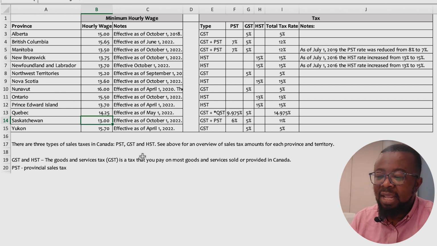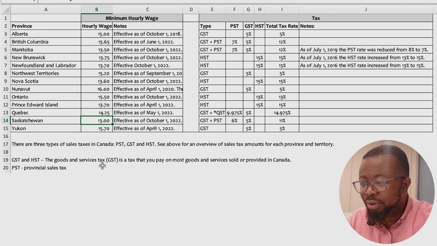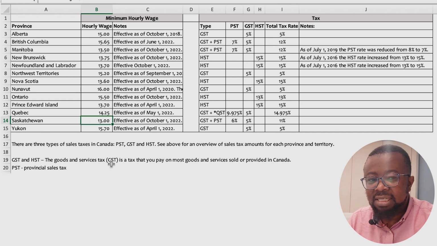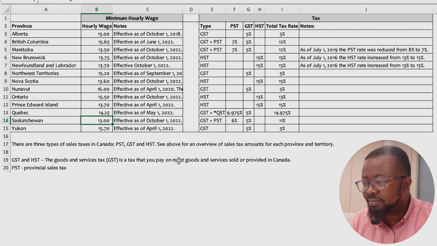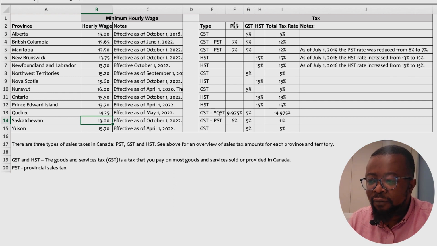In Canada, there are three different taxes that you are going to experience. The first one is GST and HST. GST is the taxes that you pay on goods and services. So any amount of money that is coming into your pocket, there will be some amount of tax on it. Then there's the PST. This is normally the provincial sales tax. So you realize that in terms of the tax system, not every province at least has all three. Some of them have PST, others have the GST, others have the HST.